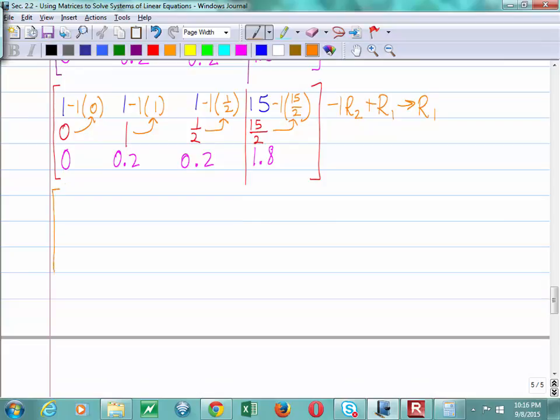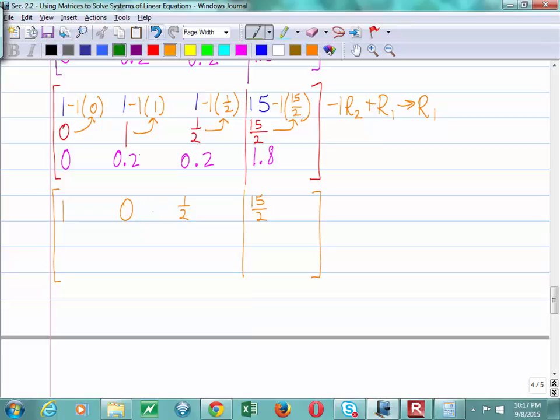Okay. So row 1 now is going to be 1, 0, 1/2, and then 15 minus 15 halves is going to be 15 halves. Alright, and then I'm going to do the same thing for the third row.